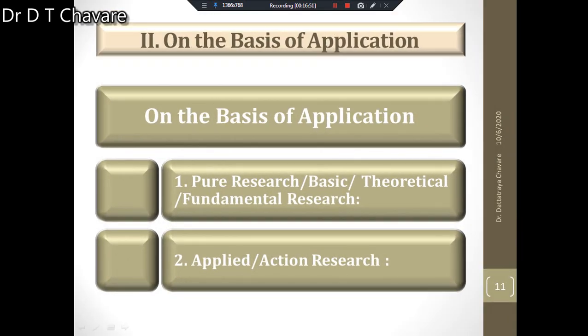Okay. Then on the basis of application, this is the second class, the second type of research. On the basis of application, there are two types of research. How many types are there? Two types. The first type is pure research, which is called basic research, theoretical research, or fundamental research. And the second type is applied research or action research. What is it? Applied research or action research.